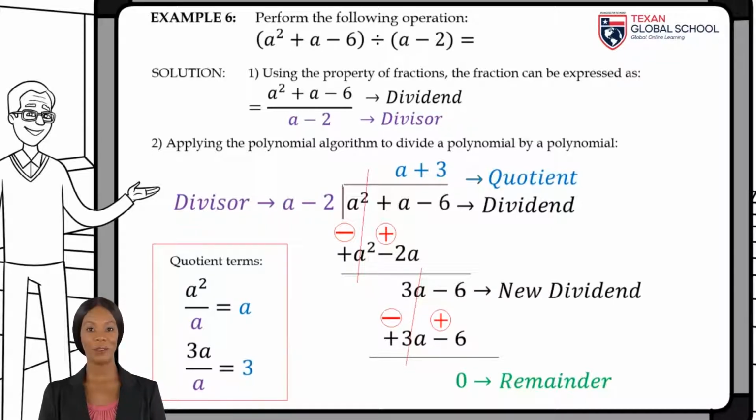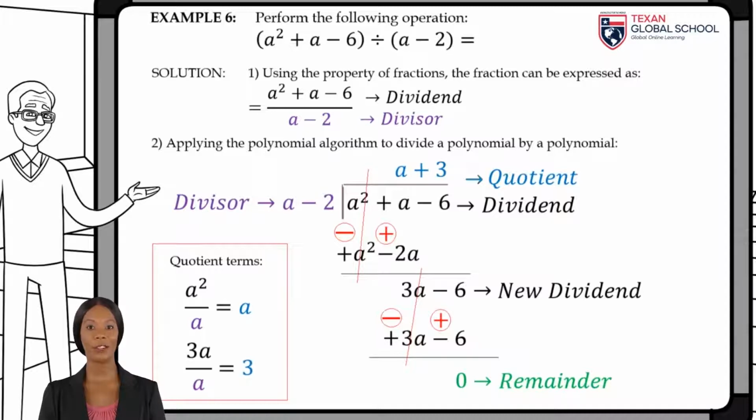This is the first term of the quotient which is placed on the division bracket, in the corresponding column. In this case, on the column of linear terms. So, we multiply this term of the quotient a by each term of the divisor, obtaining a squared minus 2a. We subtract this polynomial from the dividend, which implies a change of signs in all its terms. We obtain then 3a, and we lower the next term which is minus 6. We thus obtain the new dividend. Hence, we repeat the process.